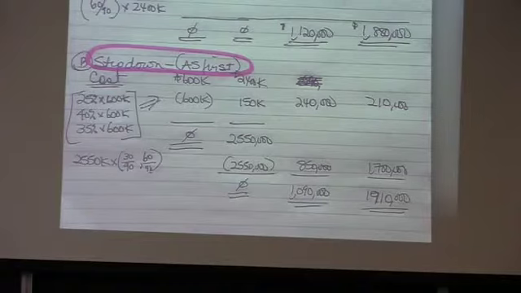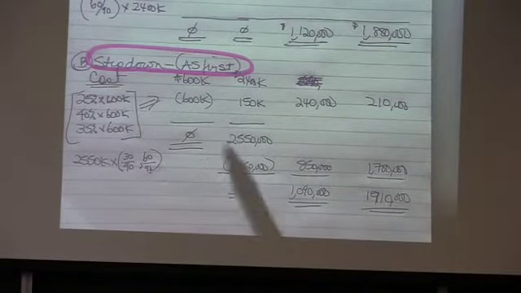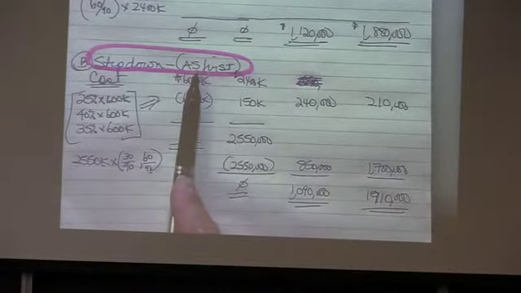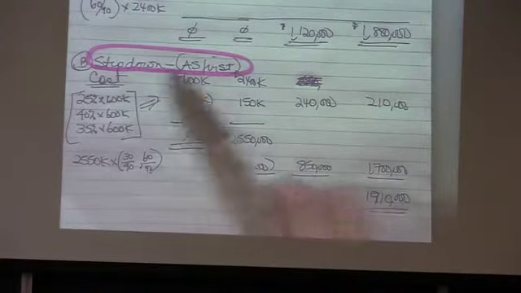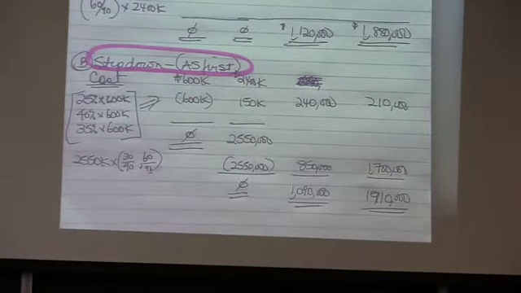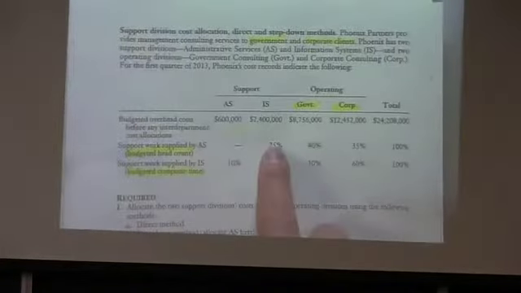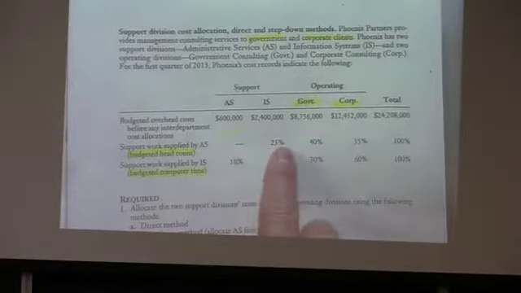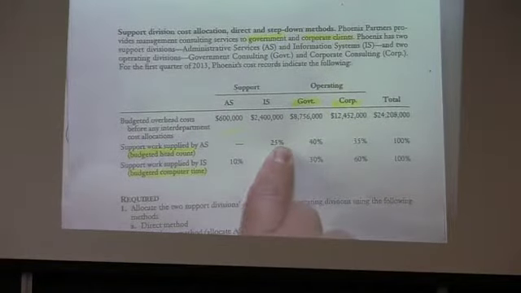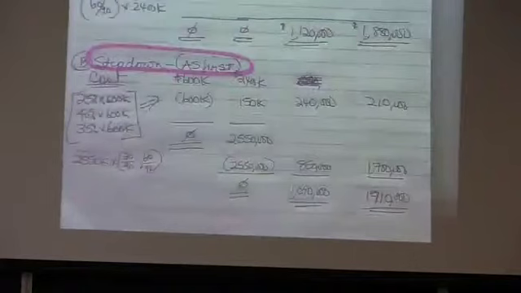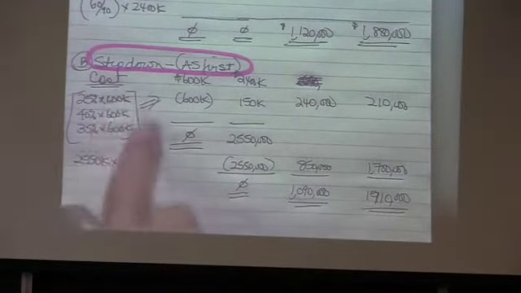Okay, so let me recap. In this part, you'll see that we assume that we're going to rank the AS department first. So we're going to use them. You can take that cost and allocate it based on the usage of not only the operating department, but any support department that uses the administrative support. So in this case, we were told that 25% of this particular department is being consumed or supported by the IS department, and then you've got 40% for the government and 35% for corporate. And that's what we've done here.